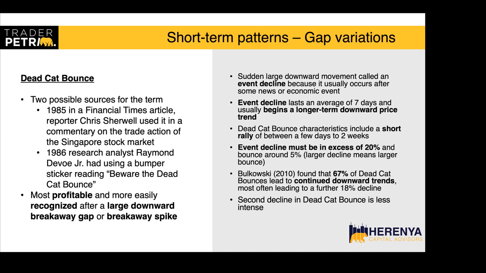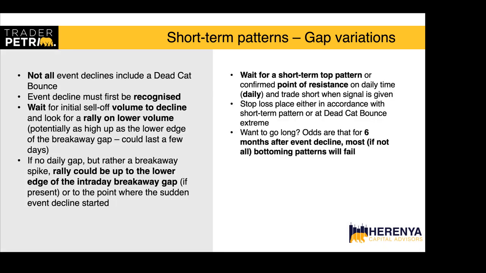Bukowski in 2010, in his book that he published then, found that 67% of dead cat bounces lead to continued downtrends, but they also have a very high rate of pullbacks. In general, from the lows of the initial event decline, after the dead cat bounce, it usually leads to another 18% decline, and the second decline after the dead cat bounce is obviously a bit less intense. So a couple of things: not all event declines include a dead cat bounce. Sometimes the bottom falls out and there's no dead cat bounce, right?